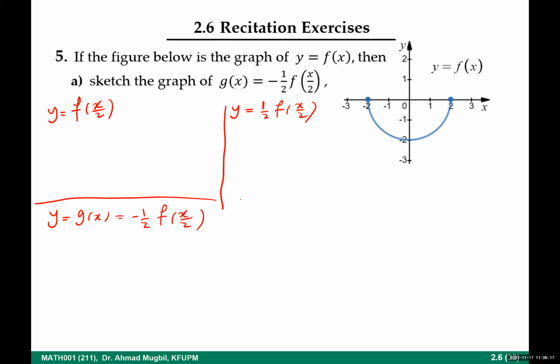Who got it? Can you describe it? The numbers for x will multiply by 2 because this is stretching.